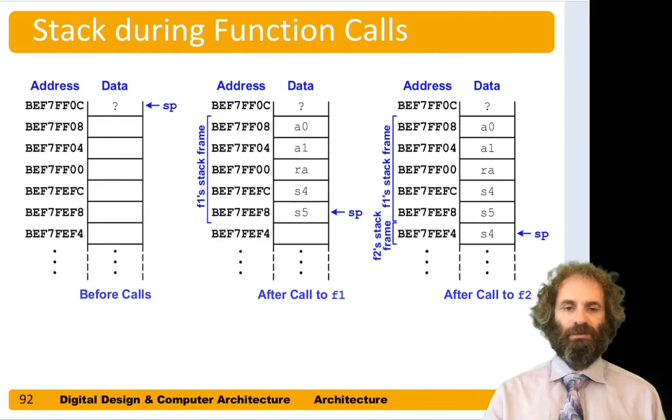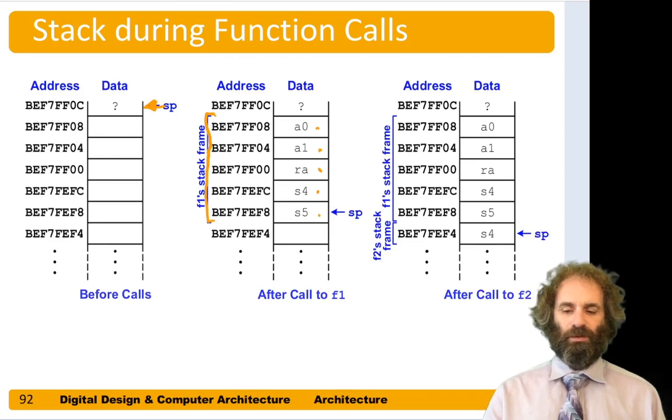So here's an example of the stack during the function calls. Let's say the stack pointer was initially here, somewhere at the top of stack, and then we call F1. We'll put A0, A1, RA, S4, and S5 on the stack. And this is known as the stack frame for function F1.